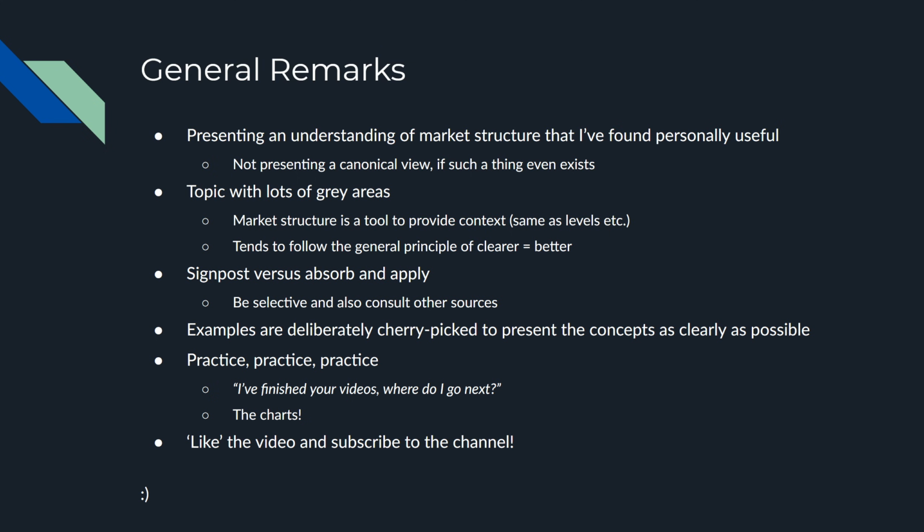Market structure generally, I think, is a tool to provide context, more so than just a mechanical trading system. And it tends to follow the general principle of the clearer and the more straightforward and unambiguous something is, the better it will work. I think a lot of technical trading is like that, with levels and all sorts of things deriving their significance from their clarity, if you will, or how obvious they are to the largest number of participants.